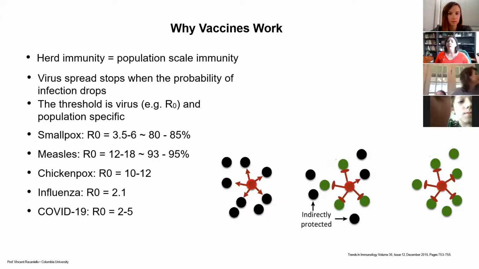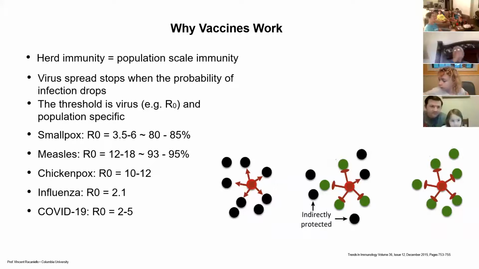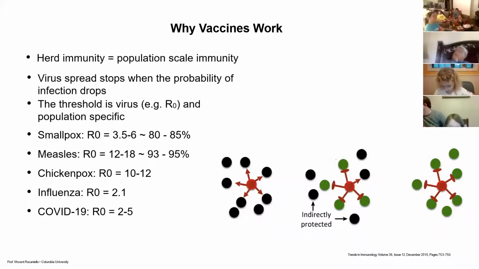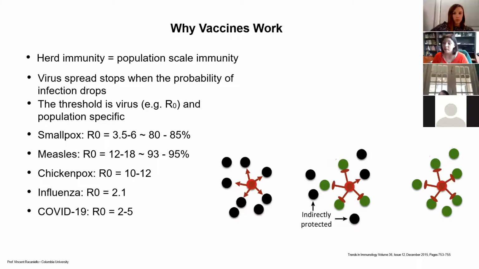The number of people in a population that need to be vaccinated is different for every virus. I'm sure you've heard in the news this term called R0 they keep talking about. The R0 represents the number of people an infected person could infect. That's a tongue twister, so let's go through some viruses and I'll explain it. Smallpox virus has an R0 of 3.5 to 6. What that means is if I was infected with smallpox, I could potentially infect 6 other people with smallpox virus. And if I want to stop that transmission, 80 to 85% of the population needs to have a smallpox vaccine.